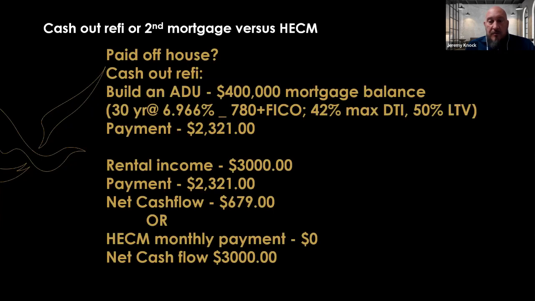So what does that do for a senior when you're talking about net gains? If you're living on a $2,000 Social Security check and all of a sudden you get another $3,000 a month from an ADU rent, you have $5,000 a month. You can have a lot of fun when you're retired on $5,000 a month.